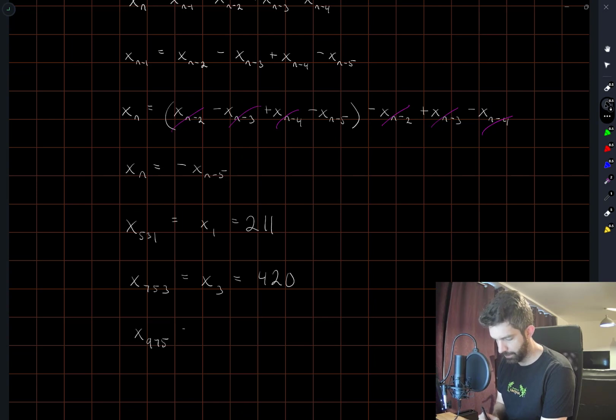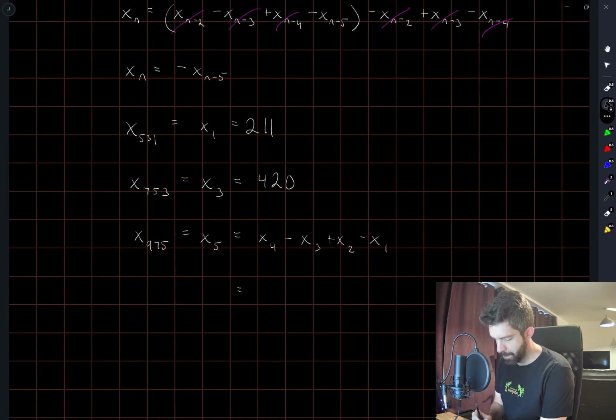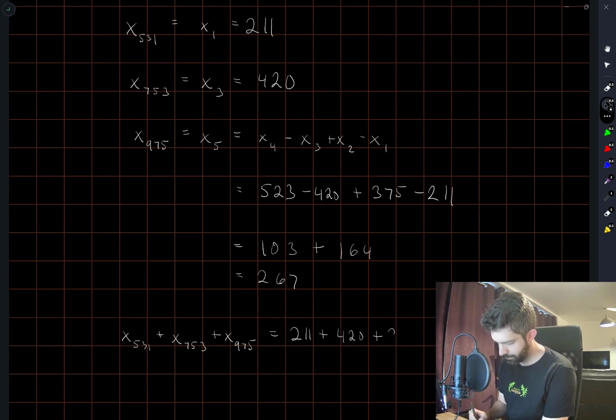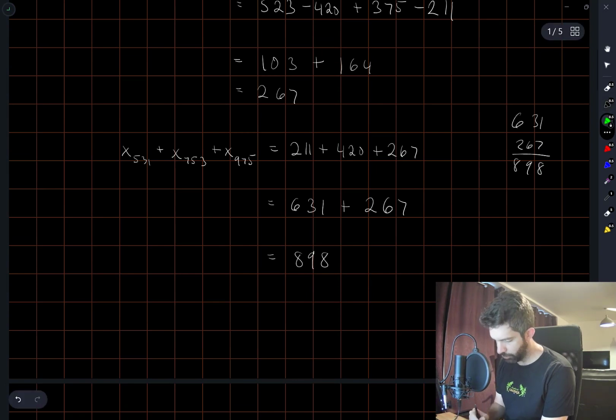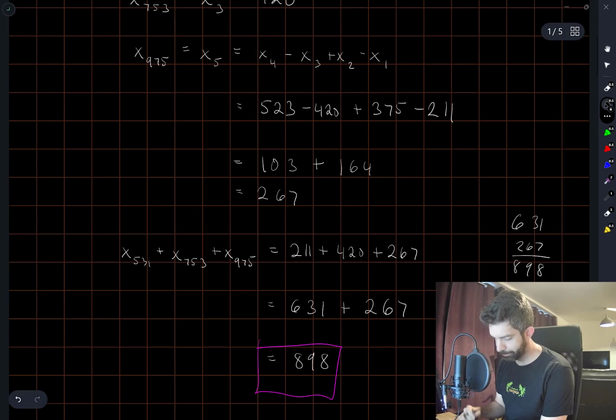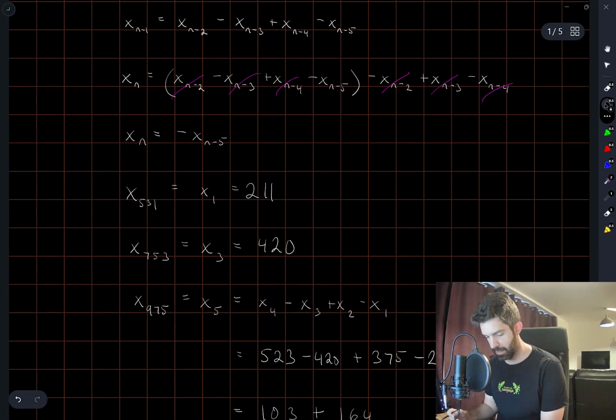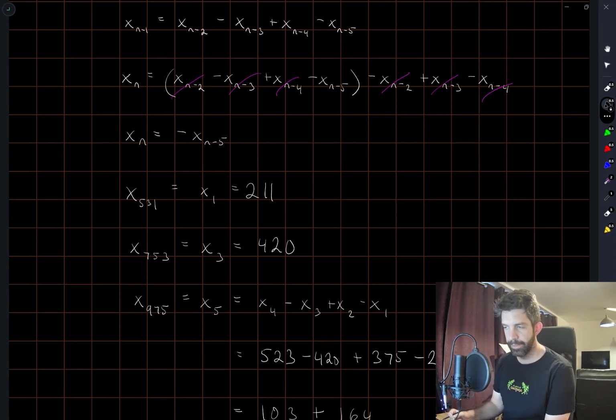x975 is going to be equal to x5, which we haven't computed yet. x5 is equal to x4 and so on. Okay, so I should have everything I need here. So I get the answer is 898. And unless I made some arithmetic mistakes, I'm fairly confident in this answer.